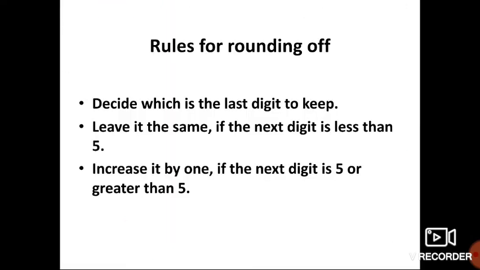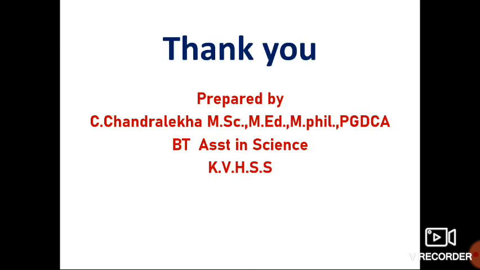So what are the rules to be followed? Rules for rounding off. Decide which is the last digit to keep, which number we want to keep. Next, leave it the same if the next digit is less than 5. Increase it by 1 if the next digit is 5 or greater than 5. Then we add 1 to the number before it. Clear?